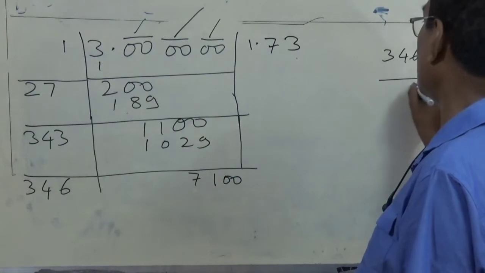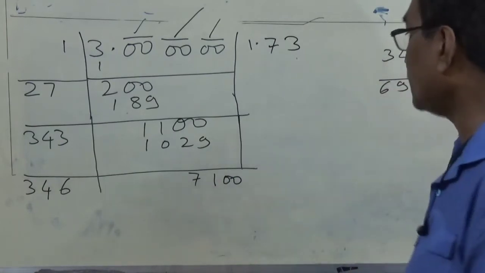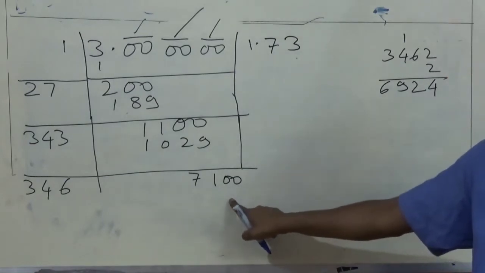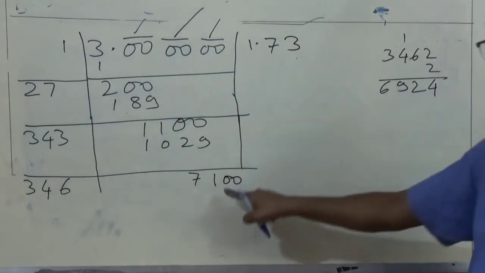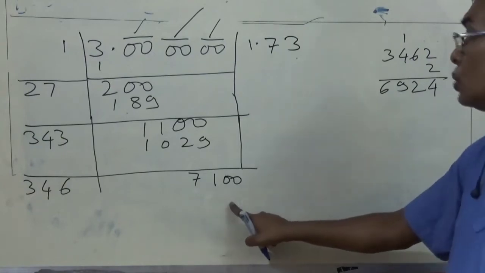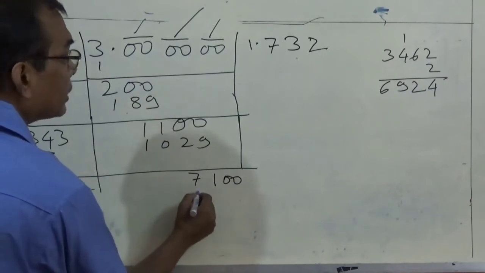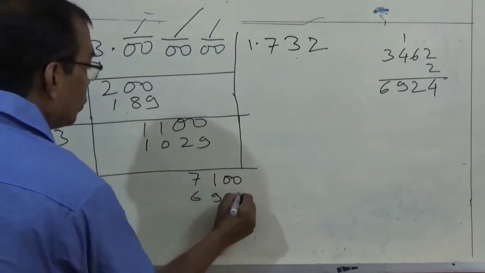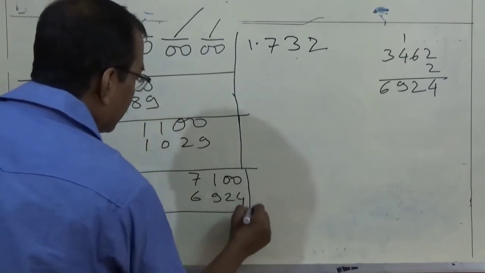2 2s are 4, 6 2s are 12, carries 1, 4 2s are 8, plus 1 is 9, 3 2s are 6. 6924. It is 7100. This one number is less than this number. So this number has been allowed here. I think so, no? So write here 2, write here 2, and this is 6924.